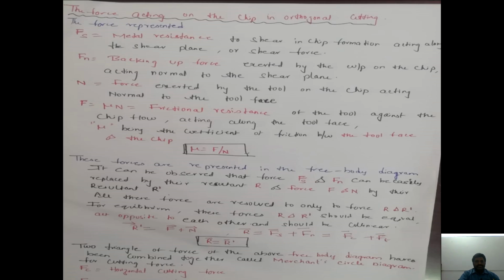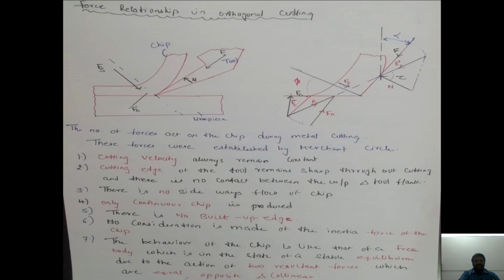from the last class, joining two triangles of forces from the free body diagram have been combined together, called the Merchant circle diagram, with Fc and Ft, the vertical cutting forces and the horizontal cutting forces. So from the diagram, we are saying it is the joining of two triangles. The Merchant circle diagram will form.